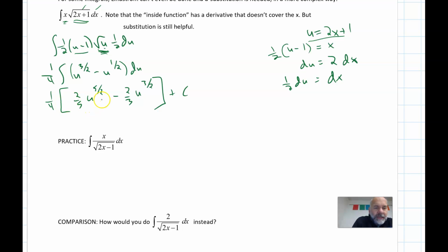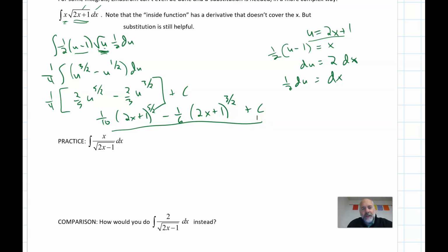Then I can multiply it out, just to make it nice. So it's 1/10, and let's get the u out of there: 1/10 (2x plus 1) to the 5/2 minus, looks like 1/6 to me if I'm doing my fractions right, (2x plus 1) to the 3/2 plus c. Boom.